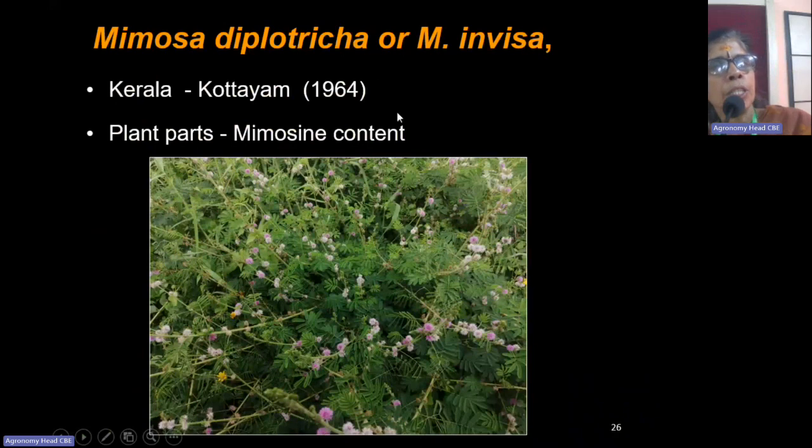In Mimosa diplotricha or Mimosa invisa, there are two types. One is a spiny morphotype with a lot of spines, and there is a non-spiny biotype also. Actually, it was introduced as a green manure plant, but both are highly invasive, and the problem is that seed production is very profuse.